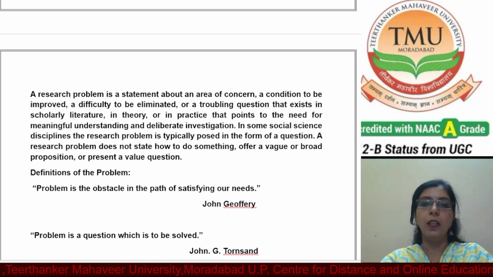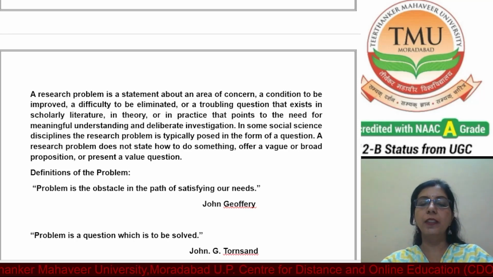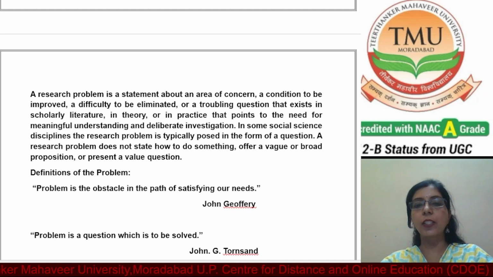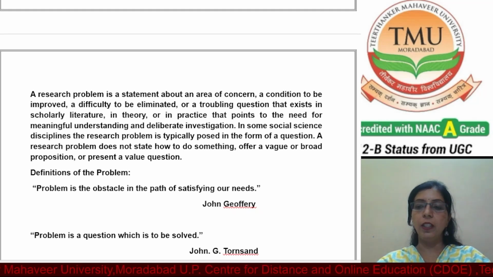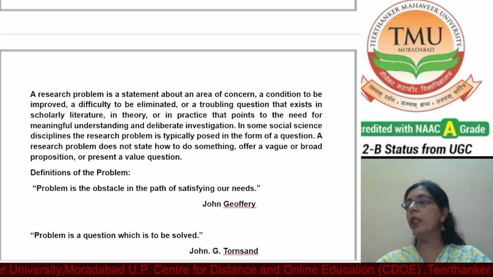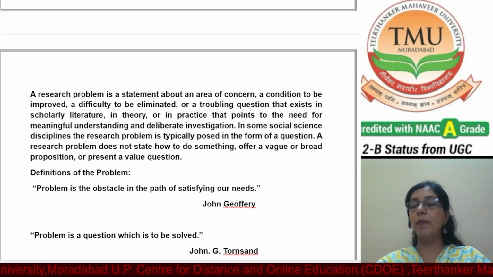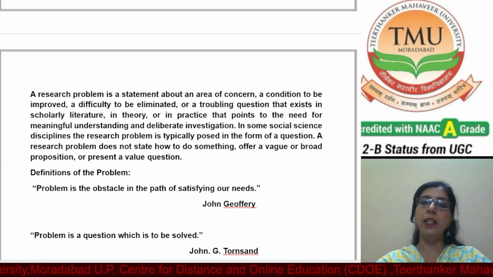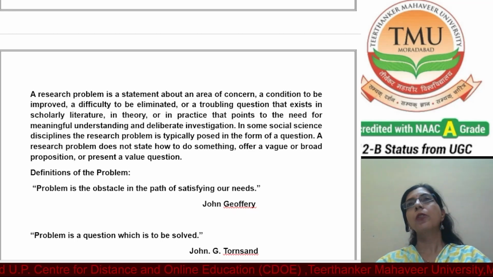In general, a research problem refers to some kind of difficulty that a researcher experiences in the context of either a theoretical or a practical situation and then wants to obtain a solution for it.